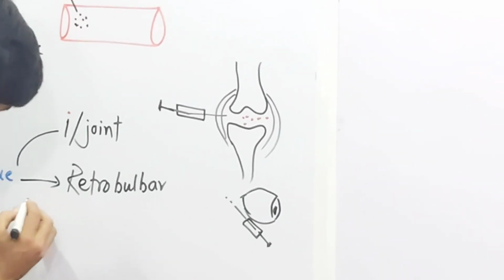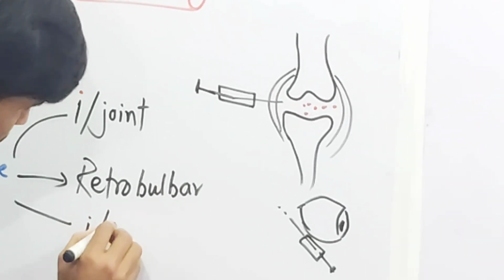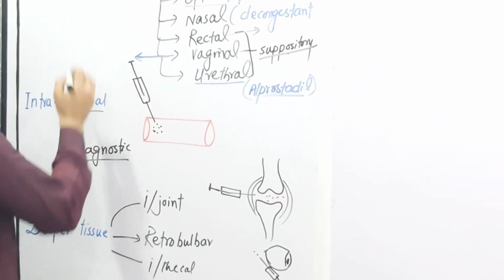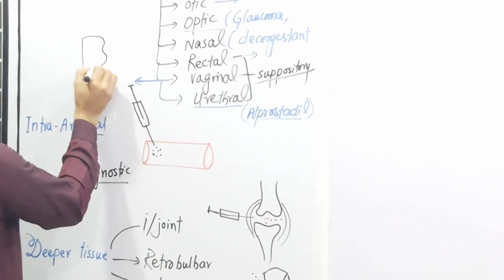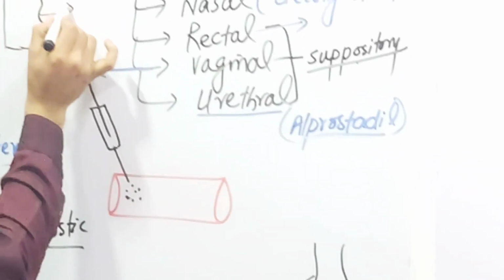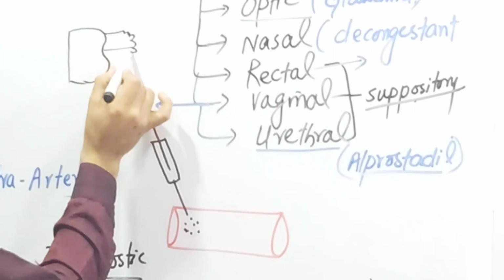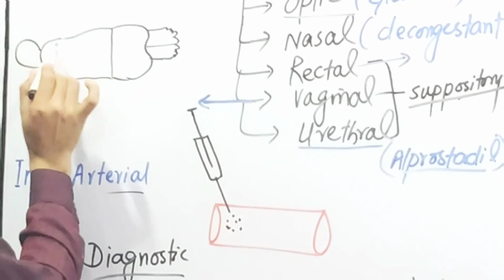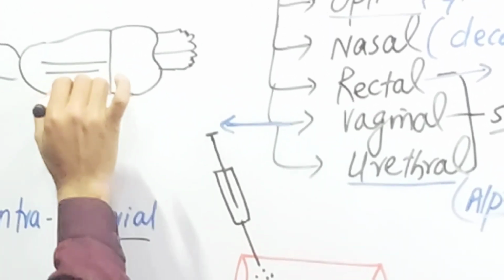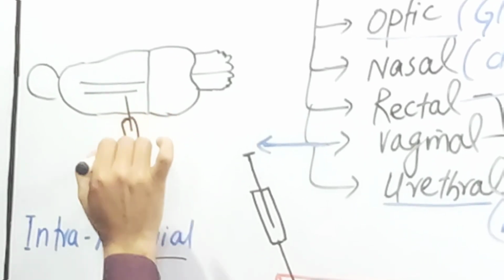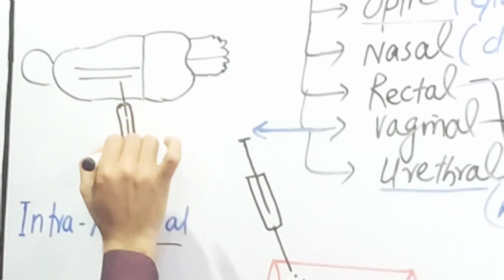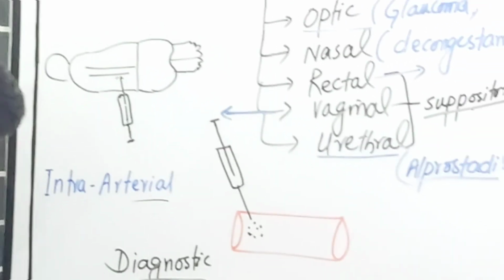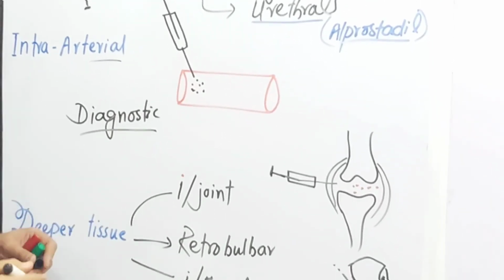Another deeper tissue route is intrathecal administration, in which the drugs are administered into the thecal region. For example, an anesthesiologist administers the anesthetic into the thecal region or around the spinal cord, which is the thecal layer, and in the surgery or after the surgery, this lidocaine anesthetic drug is administered in this region. So this also includes the deeper tissue administration of the drug.